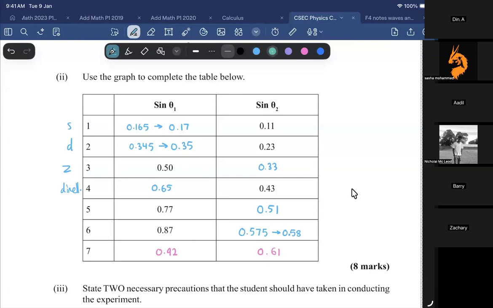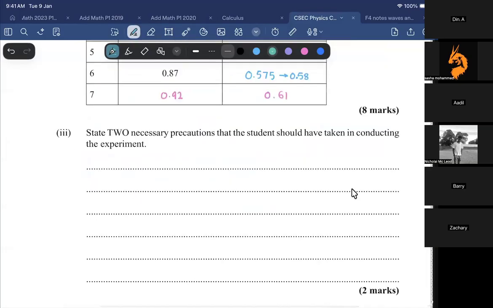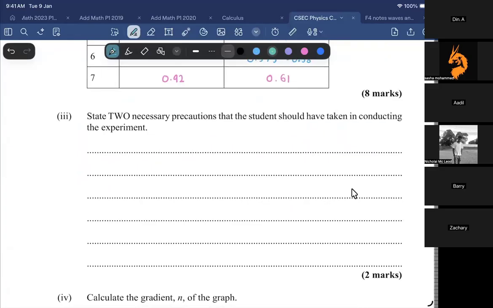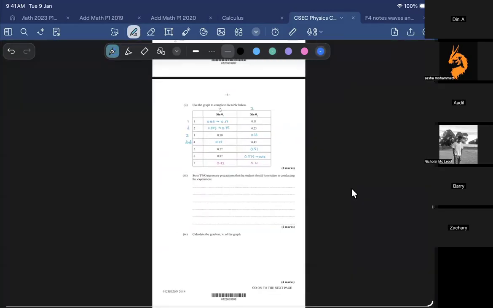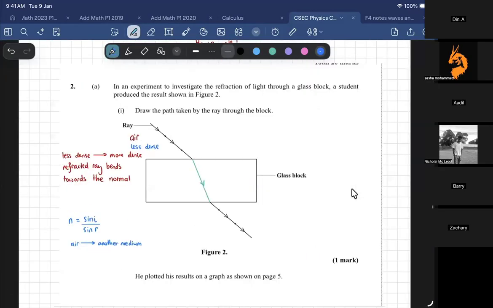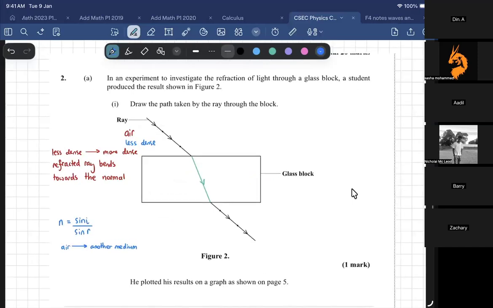So Sasha, sine theta one, was that the x-axis or the y-axis? The y-axis. And sine theta two was the x-axis. Great. Right. Now, Nikolai, read part three for me. State two necessary precautions that the student should have taken in conducting the experiment. And what exactly was the experiment? Refraction of light passing through the glass block.